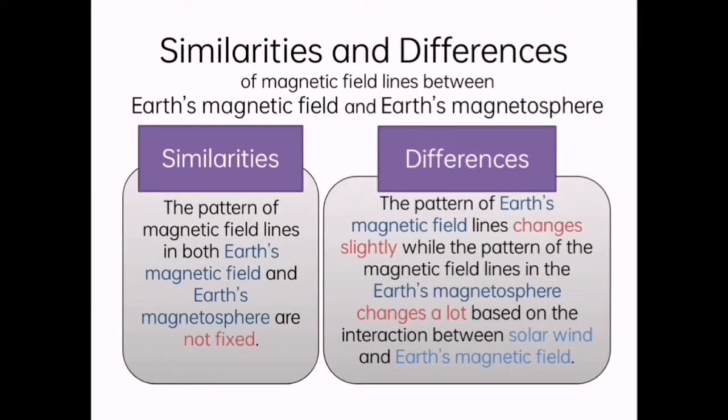Similarities and differences of magnetic field lines between Earth's magnetic field and Earth's magnetosphere. Similarity. The pattern of magnetic field lines in both Earth's magnetic field and Earth's magnetosphere are not fixed. Differences. The pattern of Earth's magnetic field lines changes slightly, while the pattern of the magnetic field lines in the Earth's magnetosphere changes a lot based on the interaction between solar wind and Earth's magnetic field.